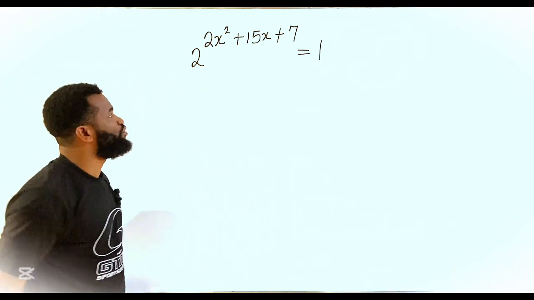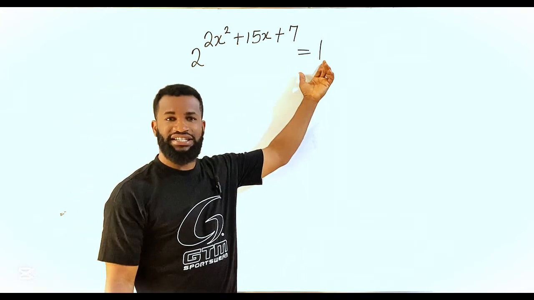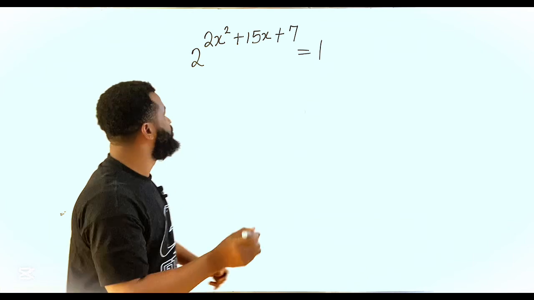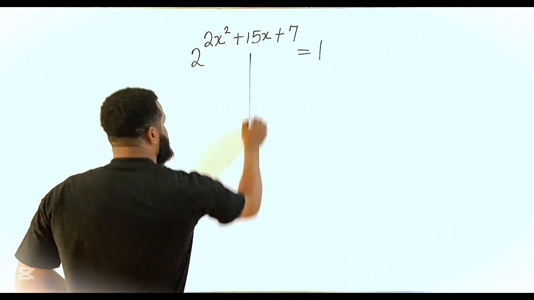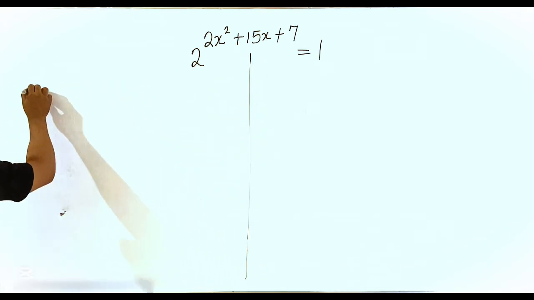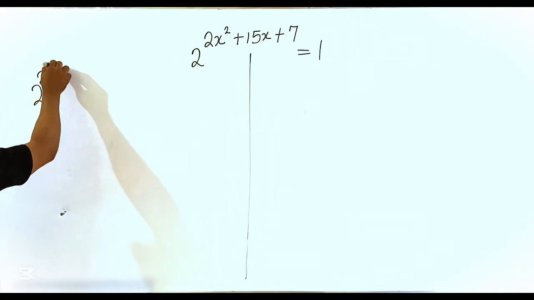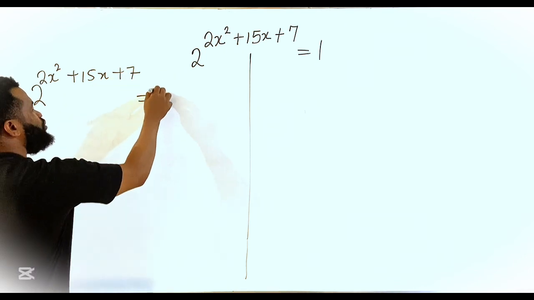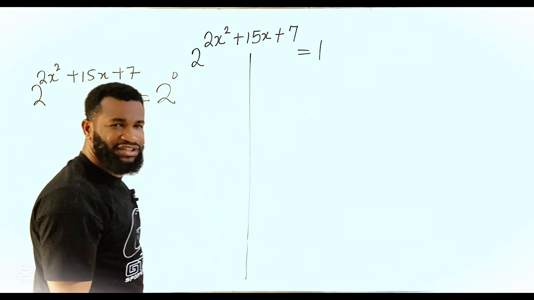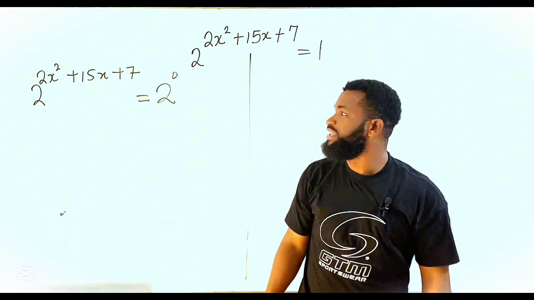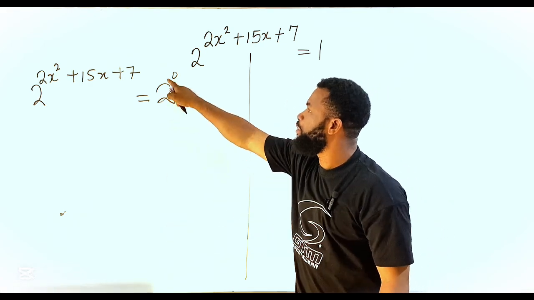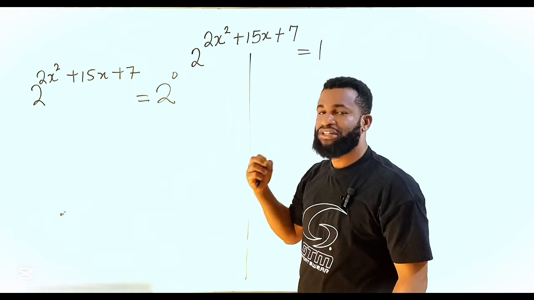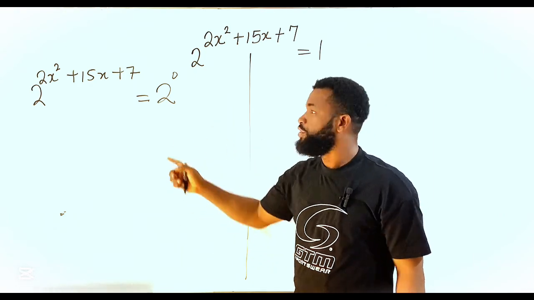The first thing I'm going to do is to make sure that everything is in the same base as the left hand side. Everything must be at the same base, all right? So I'm going to start by saying 2 raised to power 2x squared plus 15x plus 7 is equal to 2 raised to power 0. Did I change anything? Of course, no. I didn't change anything because 2 raised to power 0 is 1. Any number raised to the power of 0 is mathematically said to be 1. So this is the same.